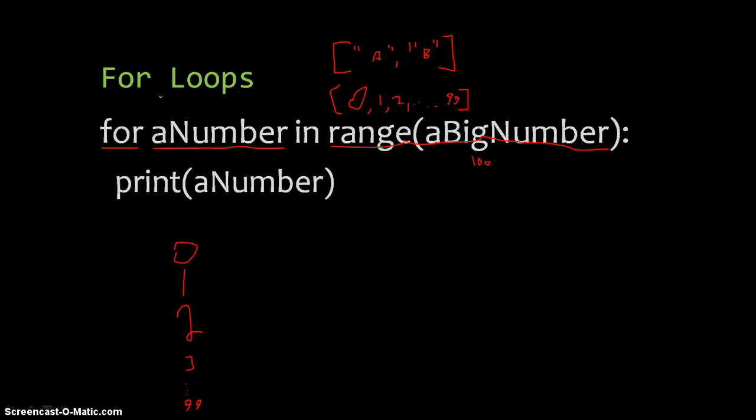Sometimes you won't actually use this variable, so you have to do this format for something in and then a list, but you don't actually have to use the something. In this case, we're printing them, but it could just be that you want to do something 100 times or 10 times or 5 times, like you want to draw a 4-sided shape or a 5-sided shape or whatever.